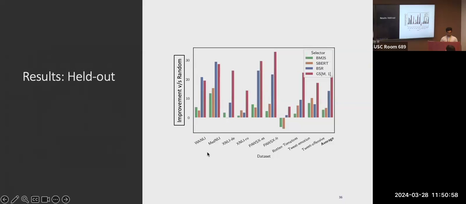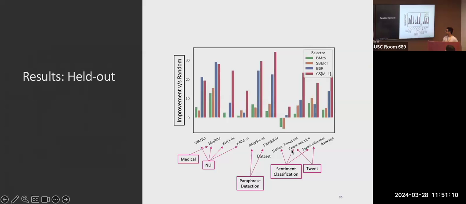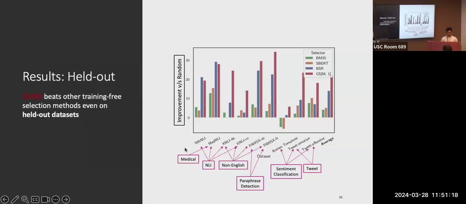And okay, so these are some held-out results specifically for the multitask model GSM. We have some NLI data sets, some paraphrase detection, some sentiment classification. And then we have the medical and the tweet on this side, some non-English data sets. GSM again beats all the training-free baselines except, I guess, med-NLI, where BERTScore recall is a little bit higher, and the NLI ones a bit higher. But it's pretty competitive with all the training-free baselines or better.